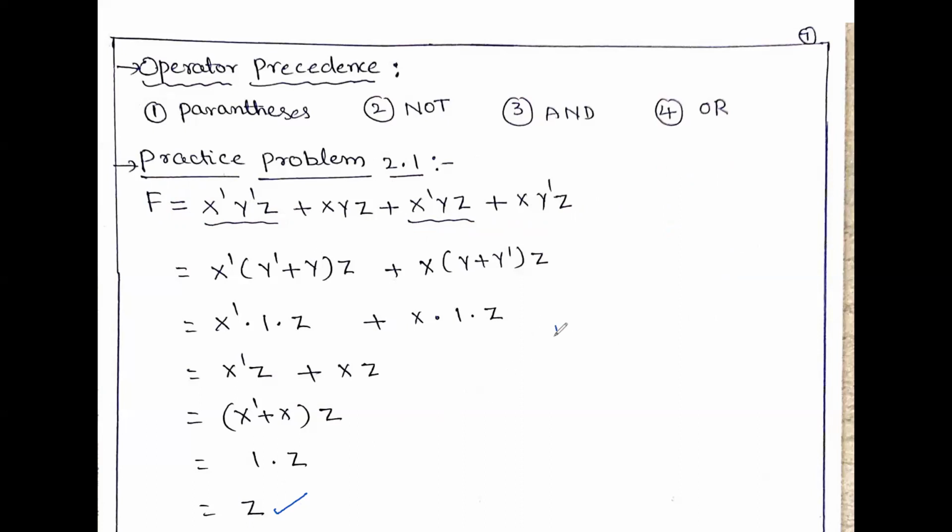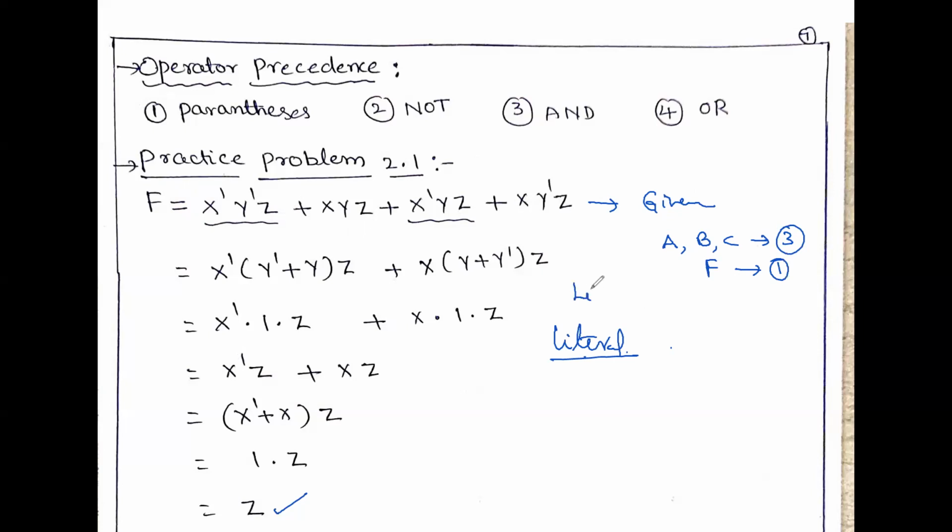What is meant by literal? Literal means any variable available in either complement or normal form, any number of times, is nothing but a literal. Suppose we take the given Boolean function. In this Boolean function, the input variables are A, B, C. These are 3 input variables only. The output variable is only 1 variable.